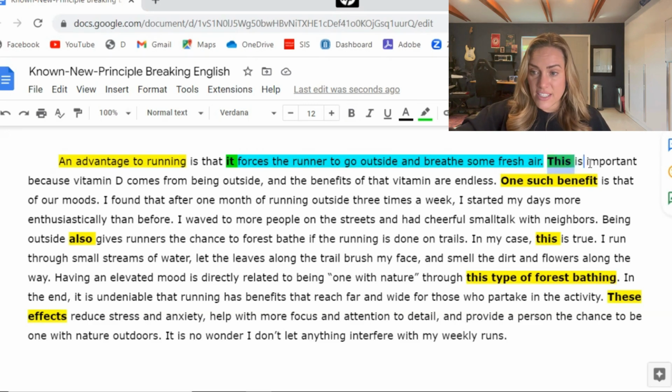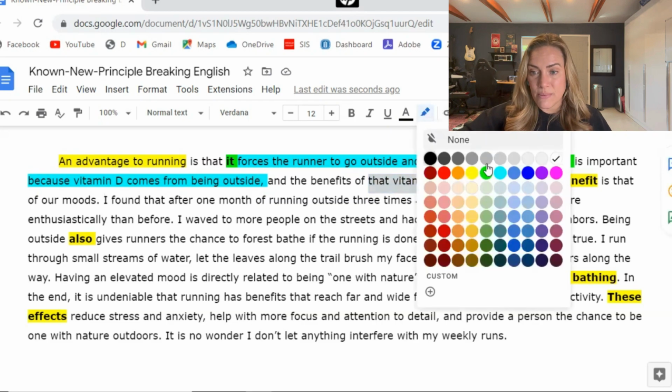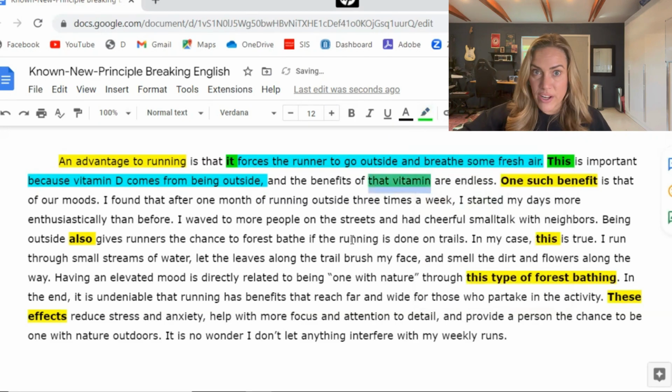This is important because vitamin D comes from being outside. There's the new information. But it was easy to understand that new information because the writer reminded me of what they said before with the word this. So we got new information with vitamin D and the benefits of that vitamin. That's a great coherence tool. The benefits are endless. That's new information.